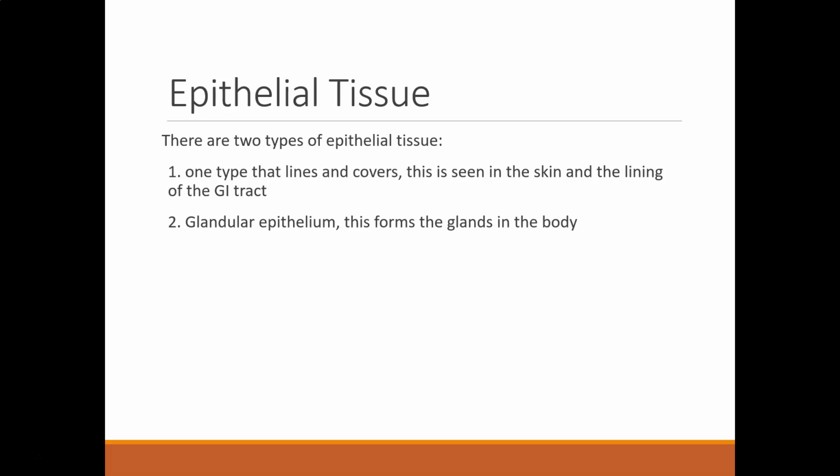The second type of epithelial tissue is called glandular epithelium. And this type of epithelial tissue is responsible for secretions. So glands secrete many things, sweat, oil, and so forth. And this is a specialized type of epithelial tissue called glandular epithelium, which does form these glands that produce some of these compounds.